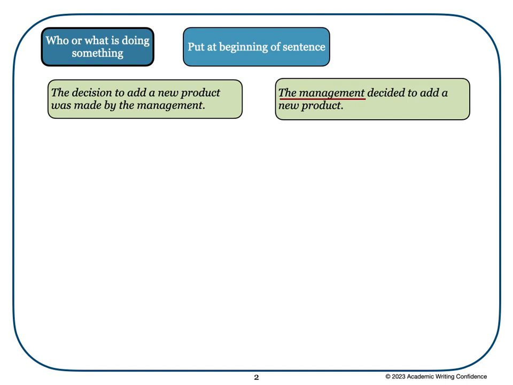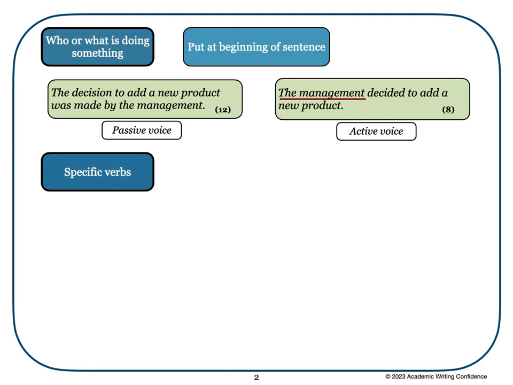The first sentence is written in what we call the passive voice, while the second sentence is written in the active voice. Now, both of these are good ways to write a sentence. However, to write more concisely, you may want to choose the active voice, putting the who or what at the beginning of the sentence. The first sentence has 12 words, but the second sentence only has 8. Writing more concisely with fewer words gets your idea across more clearly to the reader.